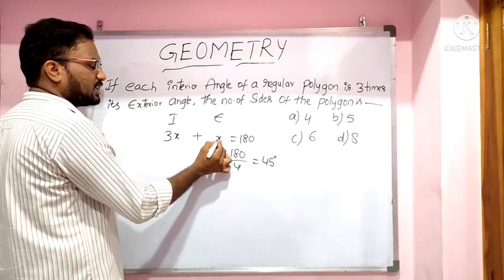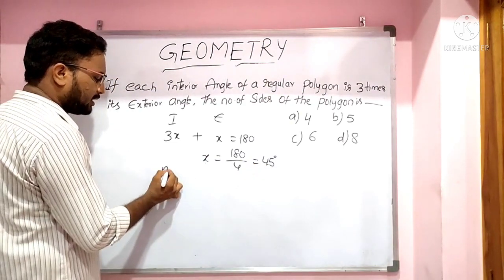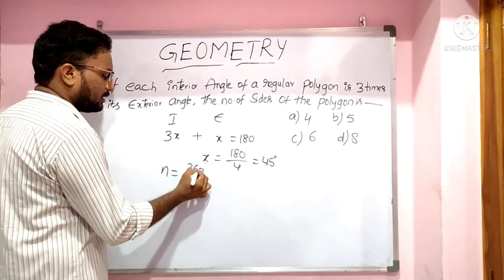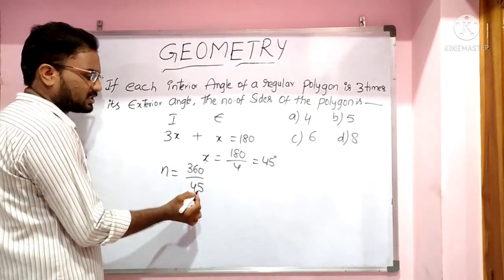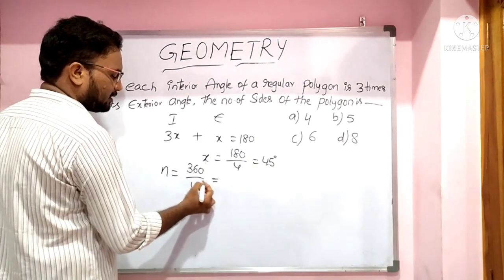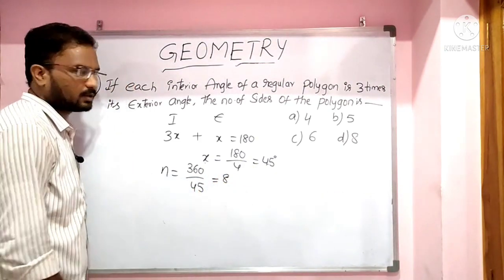x means each exterior angle. Each exterior angle is 45 degrees. So number of sides n equals 360 by each exterior angle, 45 degrees. The sum of all exterior angles is 360, each exterior angle is 45. So 360 by 45, answer 8. Okay, so answer 8.